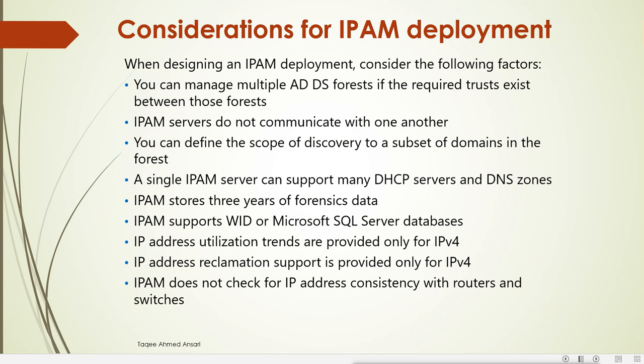Now, IP address utilization trends are provided only for IPv4, and IP address reclamation support is provided only for IPv4. These features are not supported for IPv6. Also, IPAM does not check for IP address consistency with routers and switches. It will not check anything related to routers and switches. It will only check the availability of the IP addresses and the allocation of IP addresses.